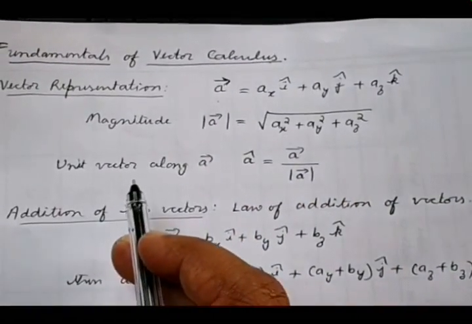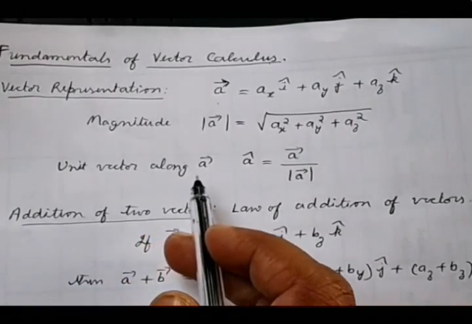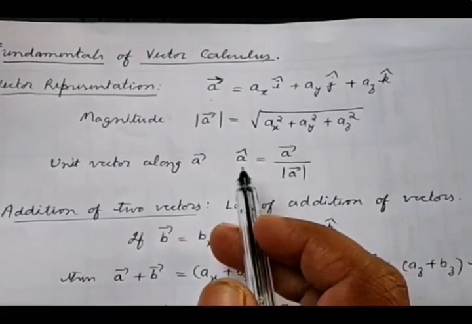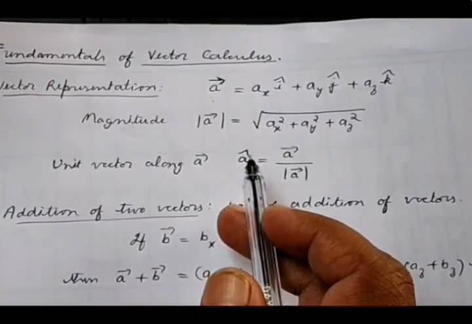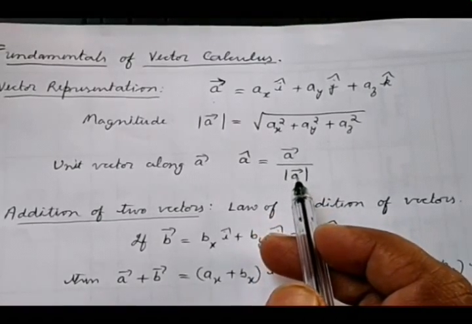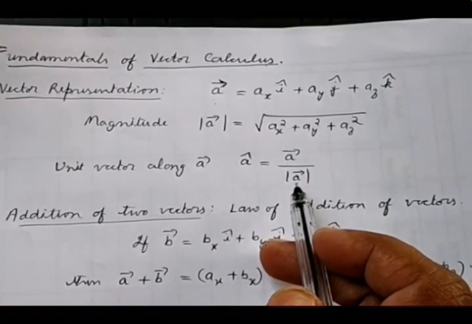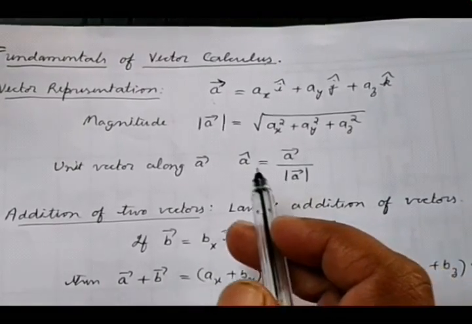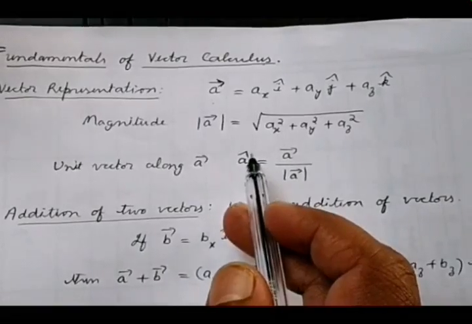Now we can define one more thing, that is the unit vector along the given vector A bar, and that unit vector we can denote as A cap, and it is given by A bar divided by the magnitude of the vector, that is mod A bar. So this is the unit vector represented by A cap.